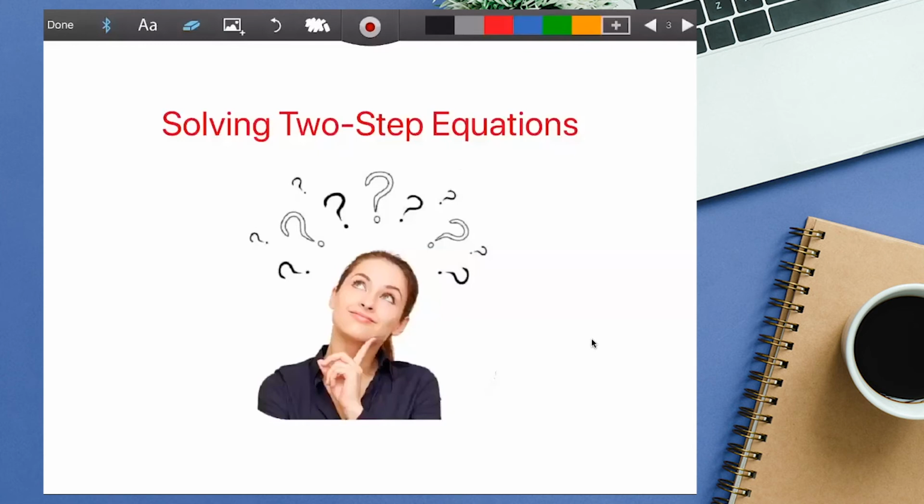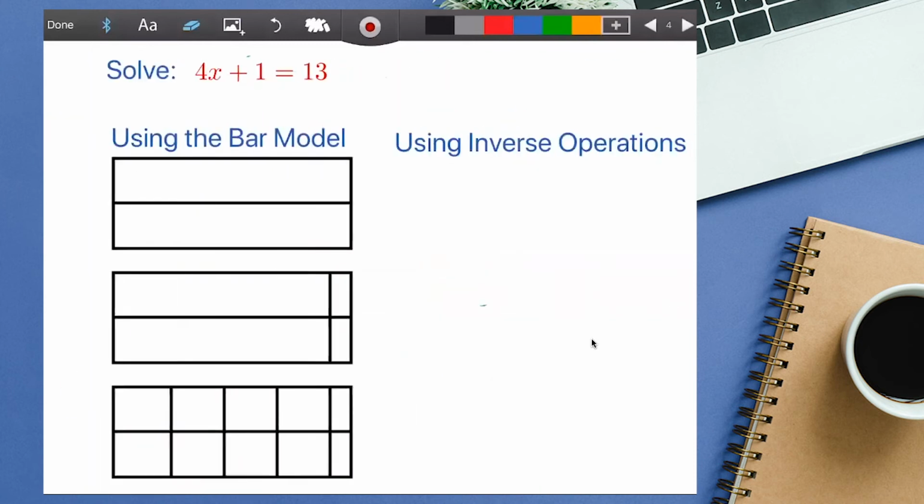So now we're ready to solve two-step equations. We're going to extend our knowledge in solving one-step equations to solving two-step equations. So let's solve the first example: 4x plus 1 is equal to 13. Let's start using inverse operations. So if we have 4x plus 1 is equal to 13, our goal is to isolate the variable on one side by eliminating the other terms.